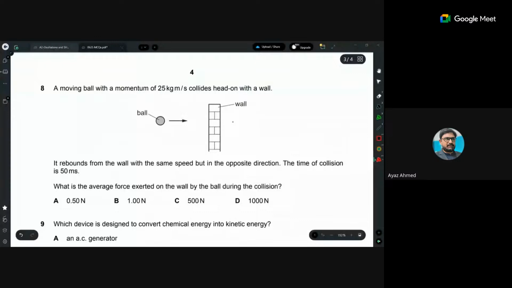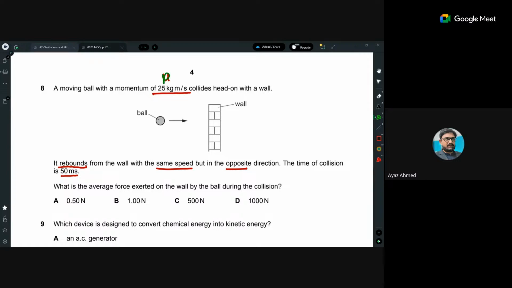The ball has a momentum of 25 kg meter per second, collides head on with the wall and rebounds. This word is the key word here. From the wall with the same speed but opposite in direction. Sorry, this is not momentum, this is its initial speed. The time of contact is 50 millisecond. So what is the force you have to calculate? This is related to the 25, that is the momentum, right? No, it is speed. Oh sorry, it is momentum.